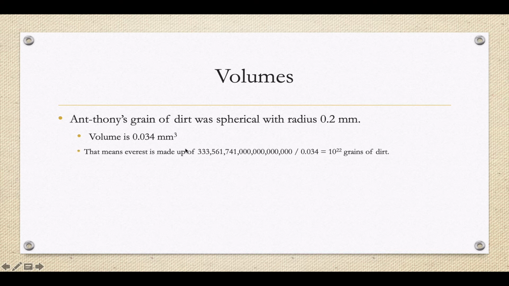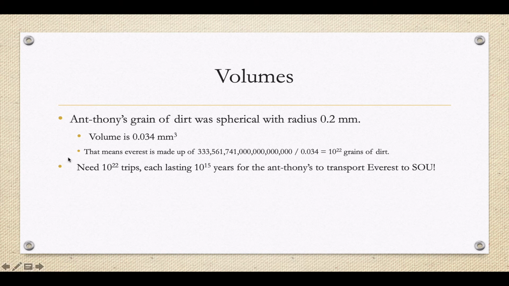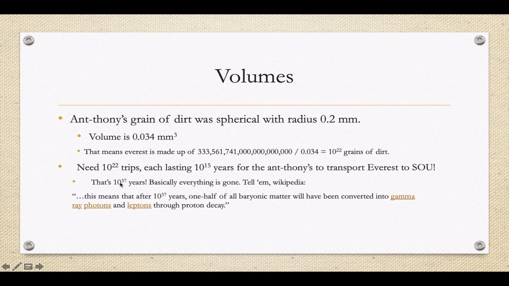So if I have the volume of Mount Everest and I divide it by the volume of the grain of dirt, I can figure out how many grains of dirt Mount Everest is made up of. In other words, how many trips these ants would have to make to and from Mount Everest to bring Mount Everest to me. 10 to the 22nd power grains of dirt in Mount Everest by my rough calculations here. I need 10 to the 22nd power trips, and each trip lasts 10 to the 15 power years if I want these ants to transport Mount Everest to SOU. That's 10 to the 37 power years. That's a really, really long time.